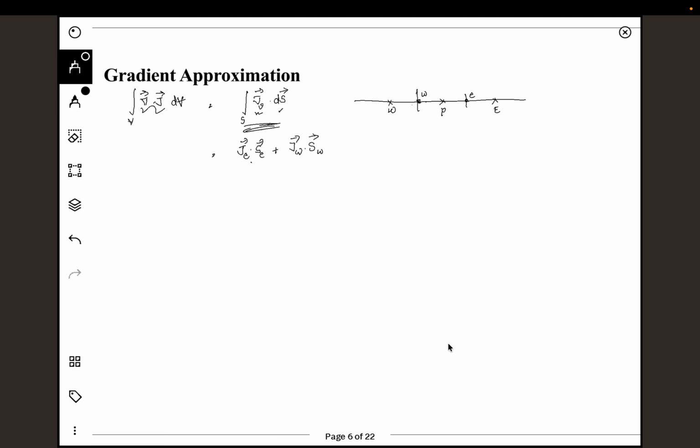Like it is a 1D problem. If it is a 2D problem, then we'll have the other terms also with respect to the north term and south term, etc. But this is also just like the previous one. This is also a second order accurate scheme.